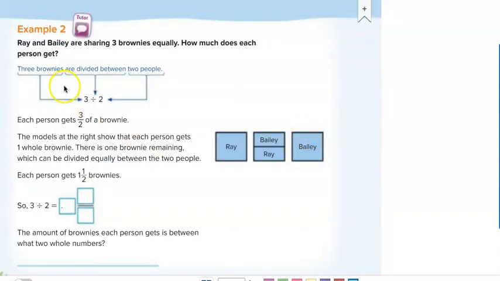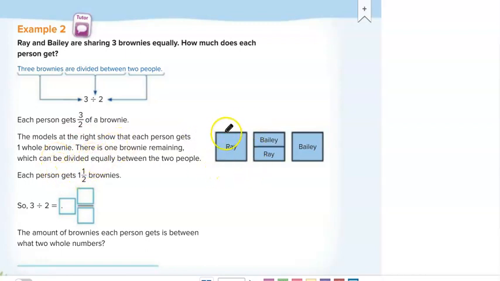552. Ray and Bailey are sharing 3 brownies equally. How much does each person get? So we have 3 brownies divided by 2 people. So each person is going to get 3 halves of a brownie. The model at the right shows that each person gets 1 whole brownie, but there is 1 brownie remaining, which can be divided equally between the 2 people. So each person is going to get 1.5 brownies, right?